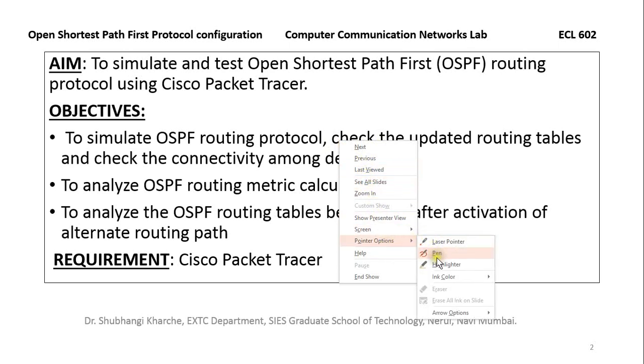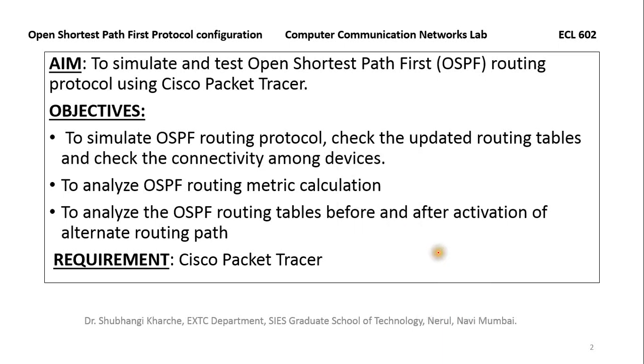The objectives include the following: to simulate the routing protocol, check the updated routing tables, and check the connectivity among the devices; to analyze the OSPF routing metric calculation; and to analyze the OSPF routing tables before and after activation of the alternate routing path. The requirement is Cisco Packet Tracer.